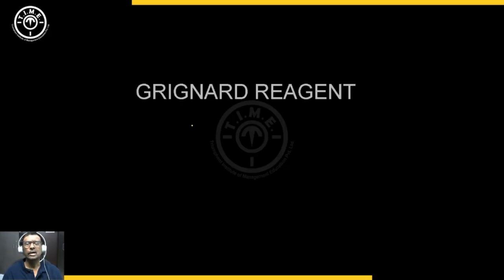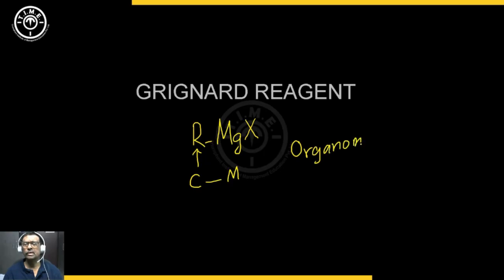Now, this Grignard reagent usually has this formula. This is the most familiar formula that a student knows, right? RMgX. This R is what? R is a carbon, right? And this is the metal. So it is a metal-carbon bond that we have. So it is an organometallic compound. Organo for the carbon and the metal that we have. So it is an organometallic compound.